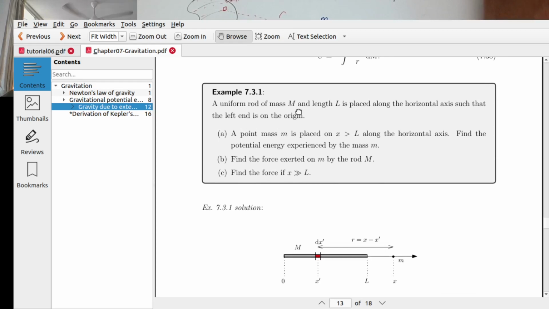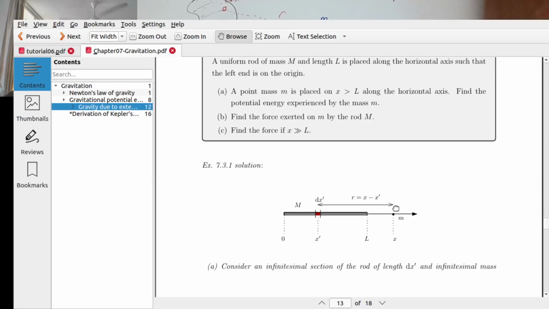A uniform rod of mass m and length l is placed along the horizontal axis such that the left end is on the origin. So we have the same situation as last time, but now we are calculating gravity. A point mass is placed at this location along the horizontal axis. Find the potential energy experienced by mass m, and then find the force, if x is not much greater than L. So how do we solve this?